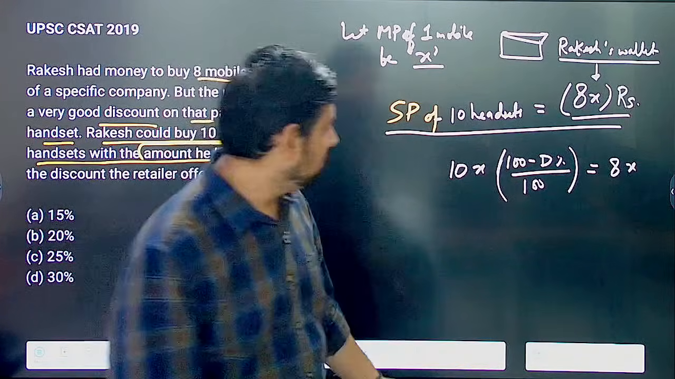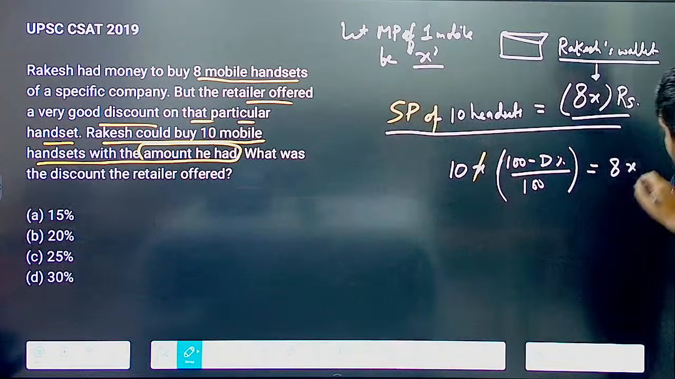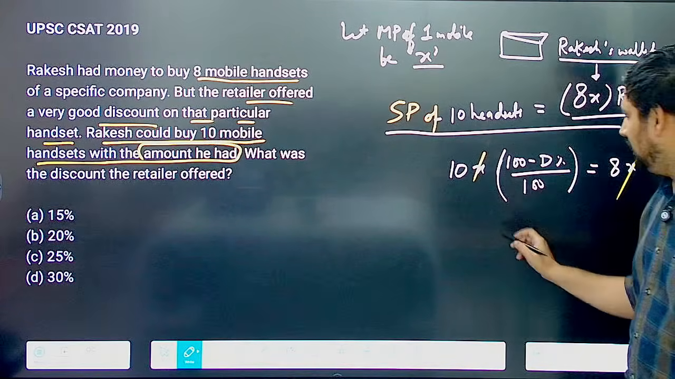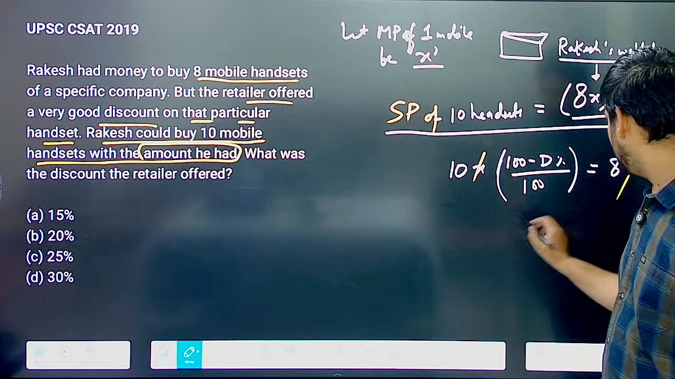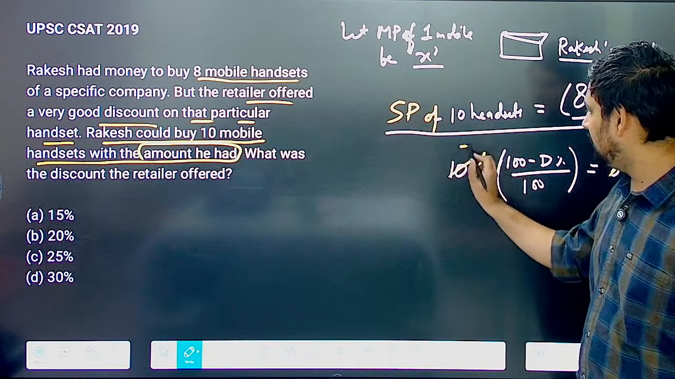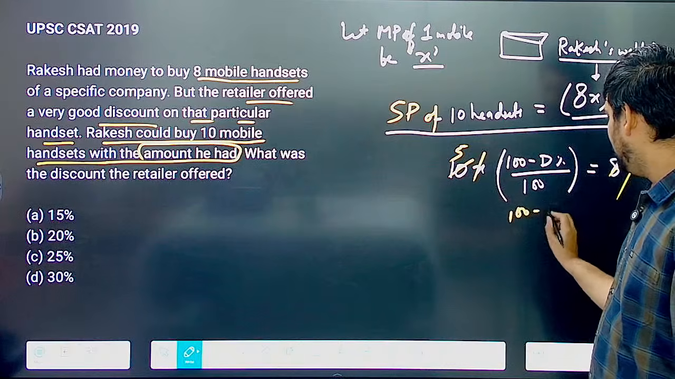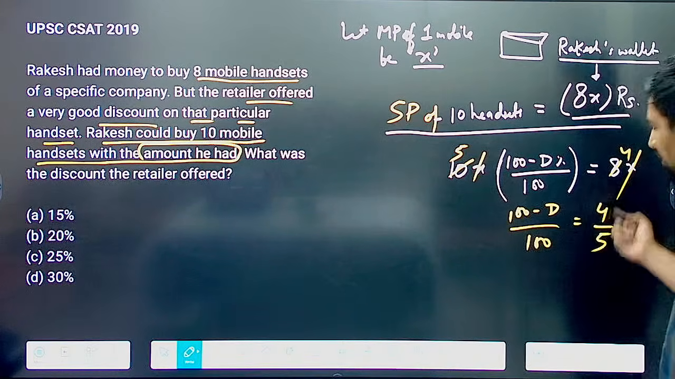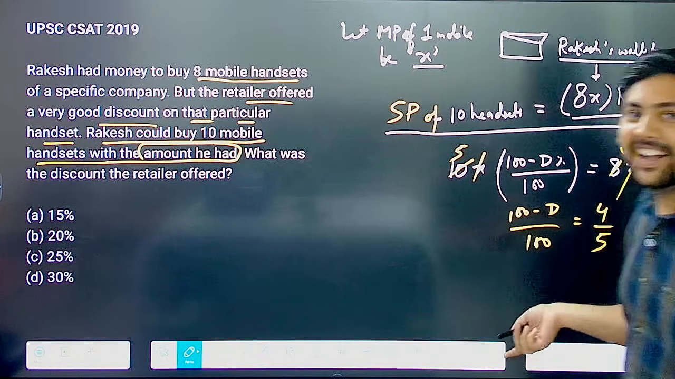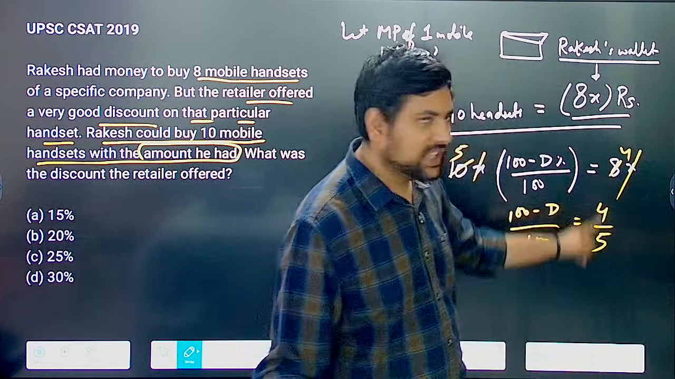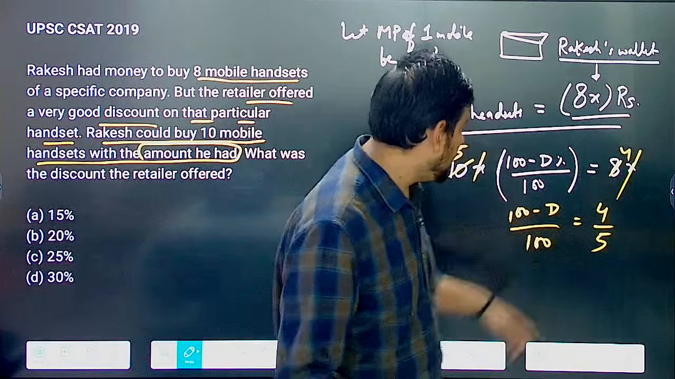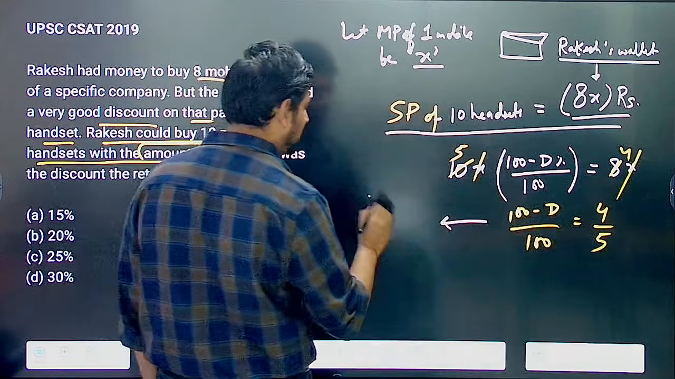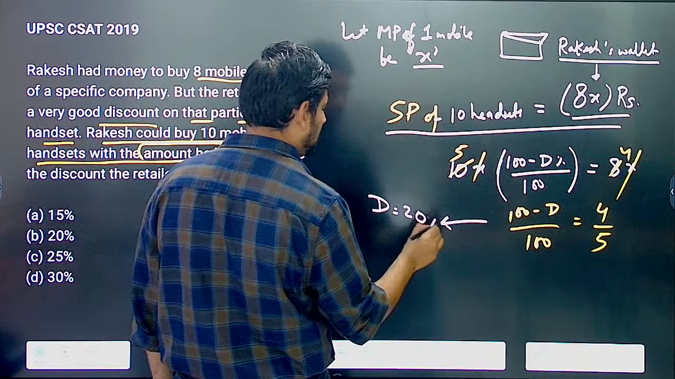Now, x and x you can very easily cancel out. It becomes 10 and 8. So basically this becomes 4 and this becomes 5. So what you get is 100 minus d by 100 is equal to 4 by 5. Now you know very well how you get 4 by 5. How do you get 4 by 5? This is 80%, correct? So that means you can solve it also. You can set 100 here, 5 here. Ultimately d comes out to be 20%.